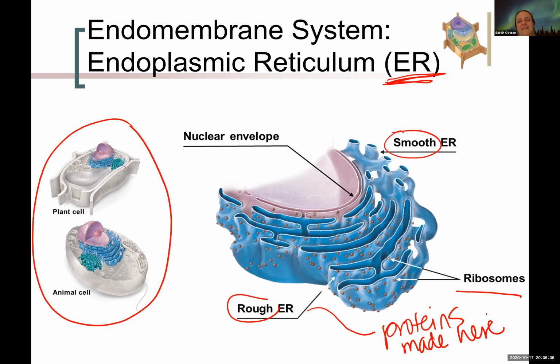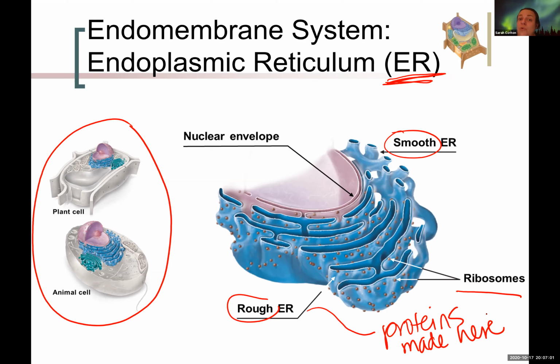So it would be kind of like saying, this is the machine in the factory that makes a Barbie doll. So the factory is where you make the Barbie doll. Well, actually, it's the machine that makes the Barbie doll. So the ribosome is like the machine, and then the factory is like the rough ER. Okay, so it's the place where the proteins are being made.